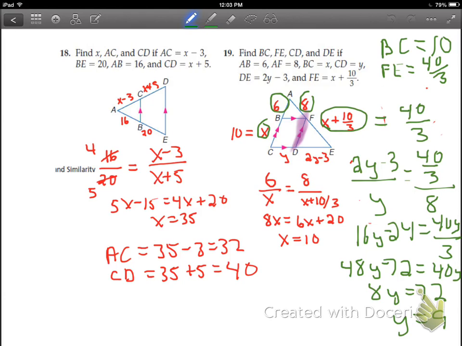Okay, well, if we cross multiply and solve here then, we have that 16y minus 24 equals 40y over 3. I elected at that point to multiply through by 3 to get rid of the fraction. So 48y minus 72 equals 40y. That would be 8y equals 72, and y equals 9. y is the length of CD, so we know that CD is 9. And that leaves us only DE. And DE is 2 times 9, which is 18, minus 3 is 15. A very long problem, but just take each part as it comes.